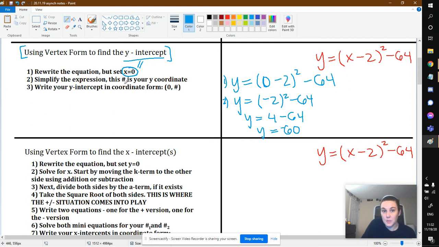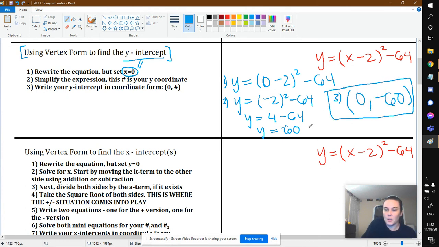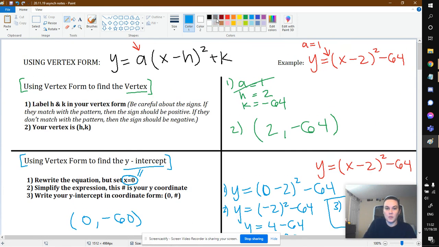All right, that number is my y-coordinate. So my third step is I'm going to write my y-intercept in the format 0, comma, the number we just found. Great. So over here, we know this is 0, negative 60 for our example. Over here, we know this is 2, negative 64 for our example.